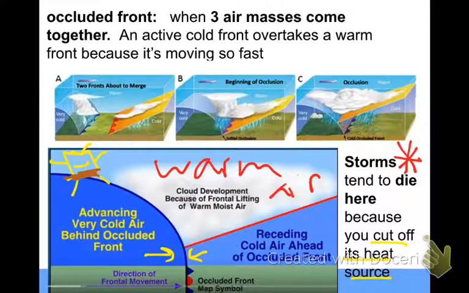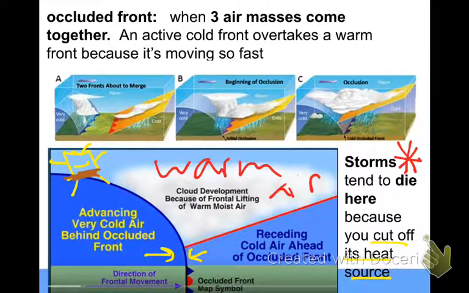So if you are in an area with a tornado and all of a sudden a cold air mass just comes into that area and cuts all the warm air off from the ground, then boom, you're in good luck because now your tornado will die. And hopefully your people won't, that's in the area. Okay, so that is your occluded front.